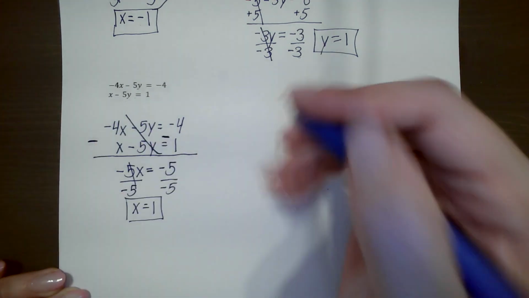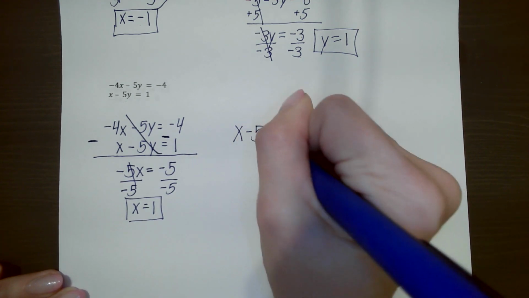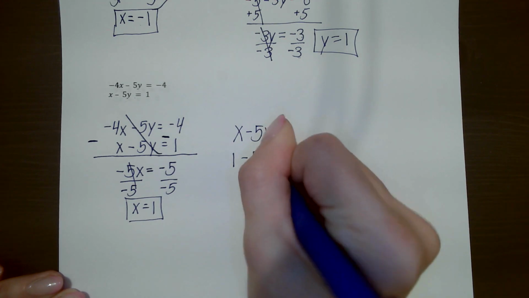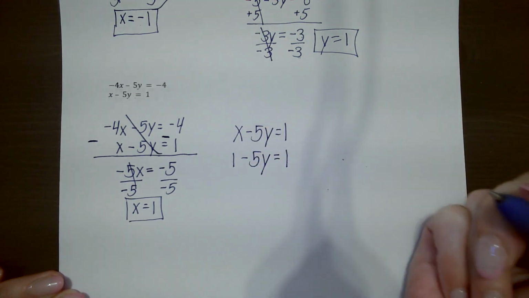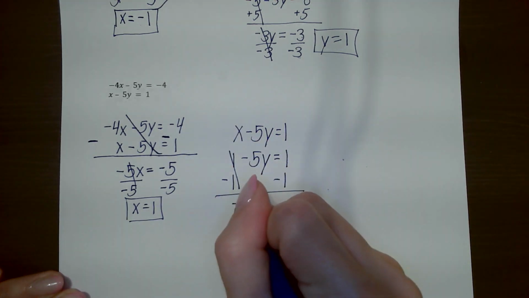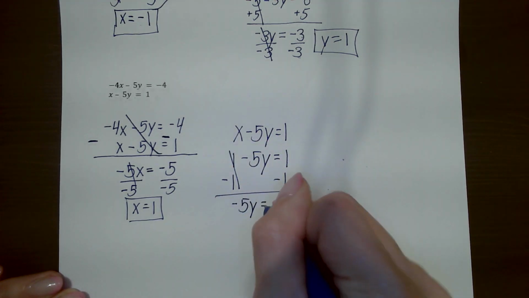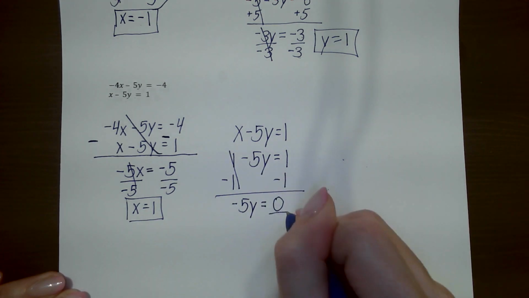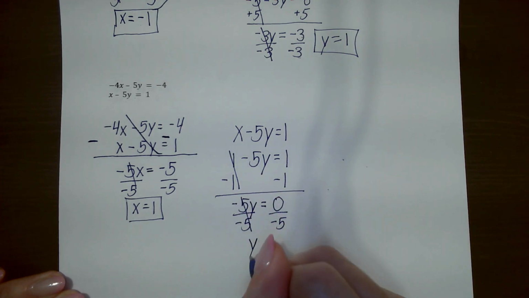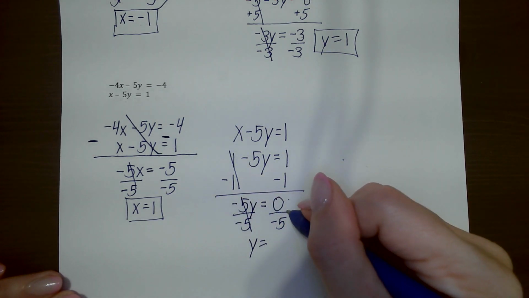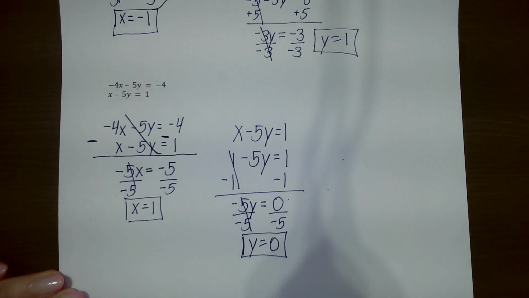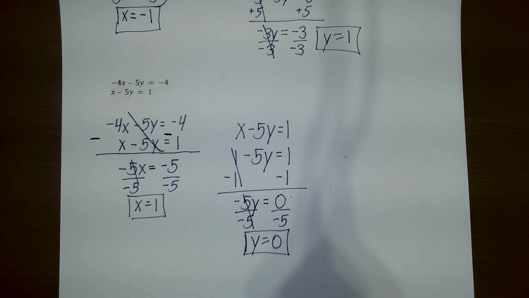Now I'm going to take one of my equations. This one looks like fun. x minus 5y equals 1. And I'm going to plug in 1 for x. Now I'm going to subtract 1 from both sides. Negative 5y equals 0. And then I'm going to divide by negative 5. And I get y equals 0 divided by negative 5 is 0. So y equals 0.